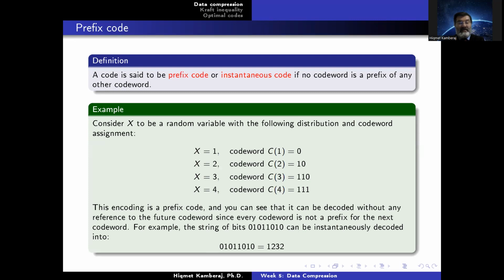Now this encoding is a prefix code, and you could notice that there is no code that is a prefix of any other code word. The first is 0, but none of the others start with 0. The next one is 1, 0, but none of the following start with 1, 0. The next one is 1, 1, 0, and none starts with 1, 1, 0.